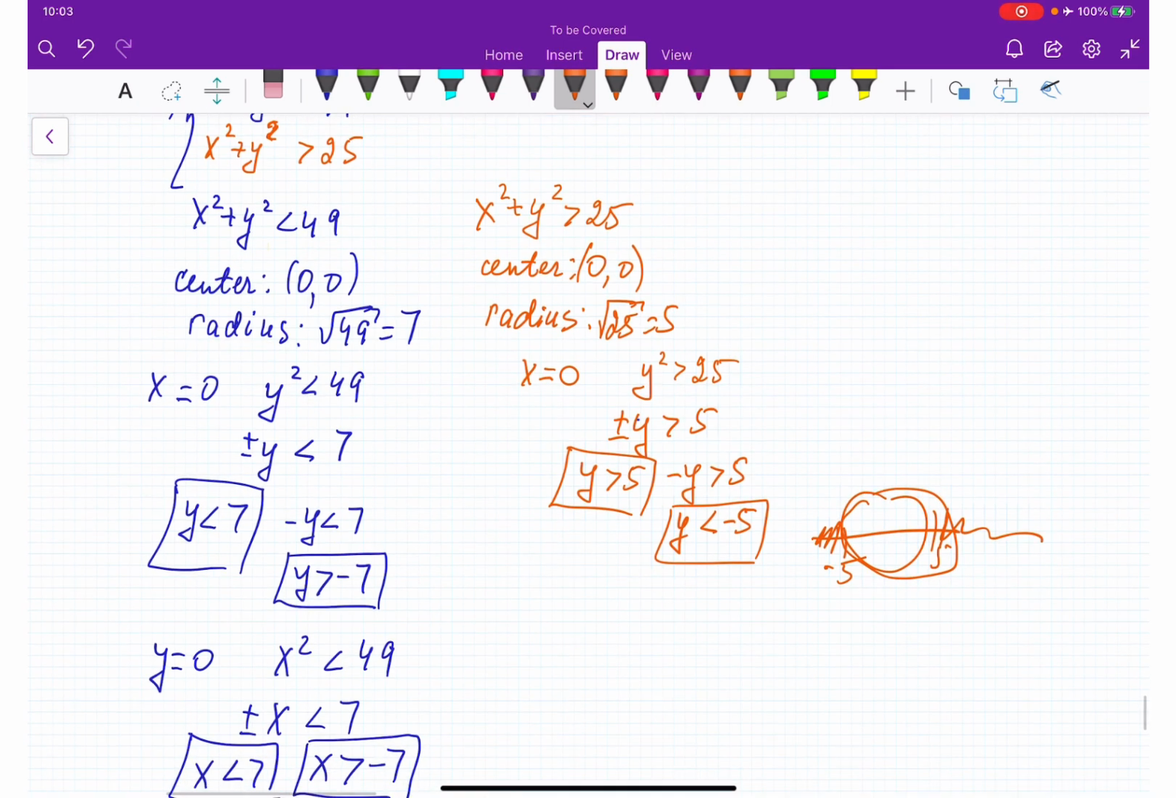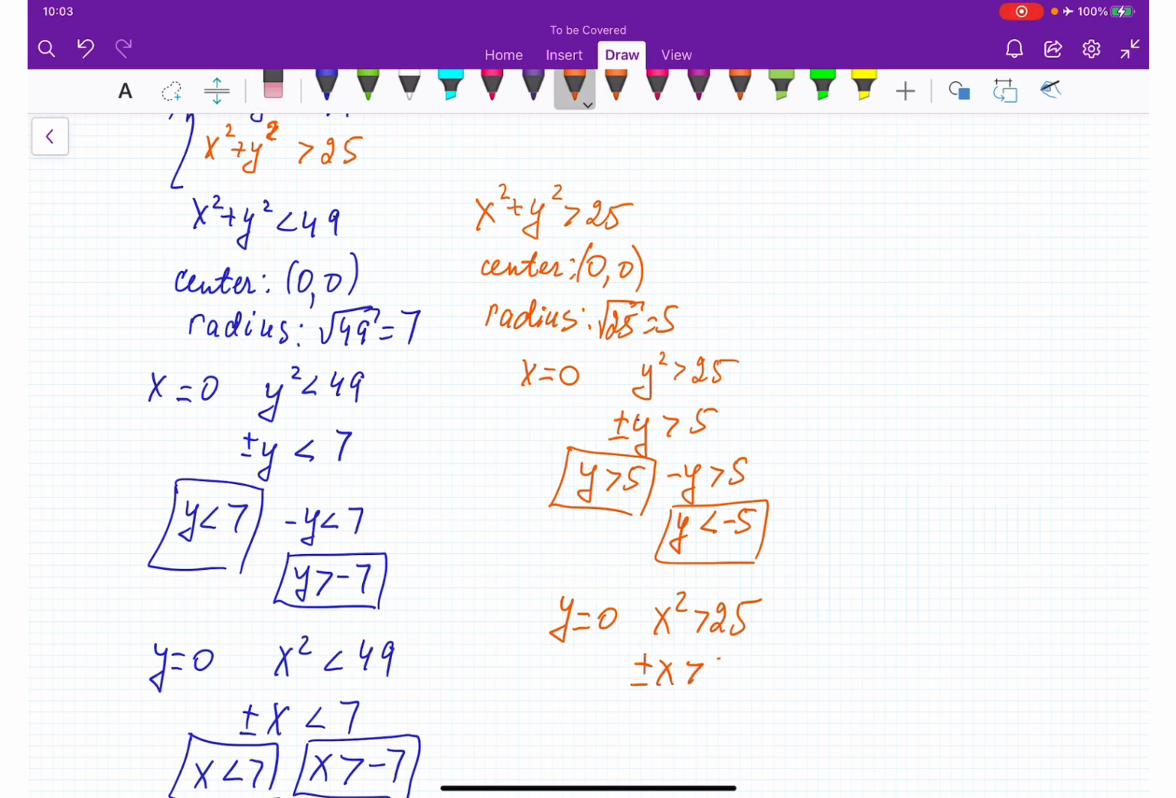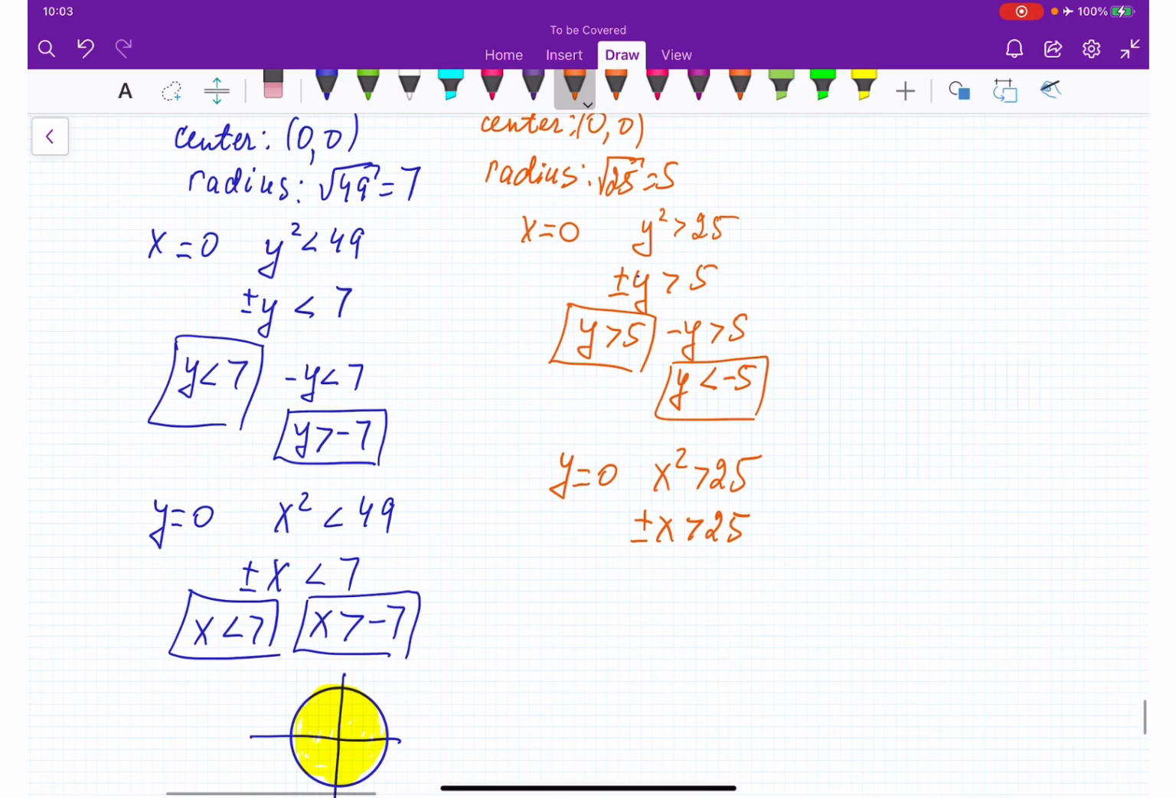We will see. And then y is equal to 0. We get x squared is greater than 25. Let me clean this ugly picture here. Then we have plus minus x greater than 5. And we get x is greater than 5, and negative x greater than 5, so x is less than negative 5.